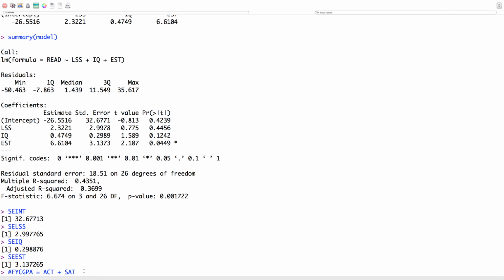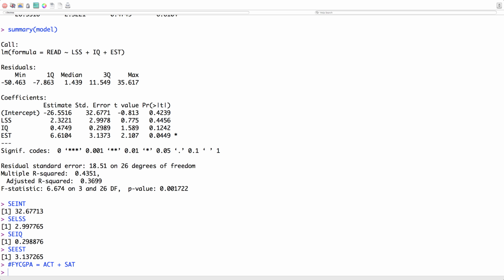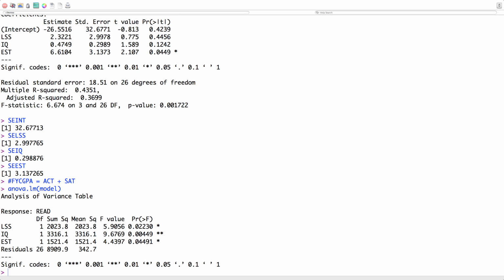So let me go in and do the ANOVA. This is going to absolutely drive you crazy. If I do ANOVA on the linear model, then we're going to get this. Now, I just want you to look at that.